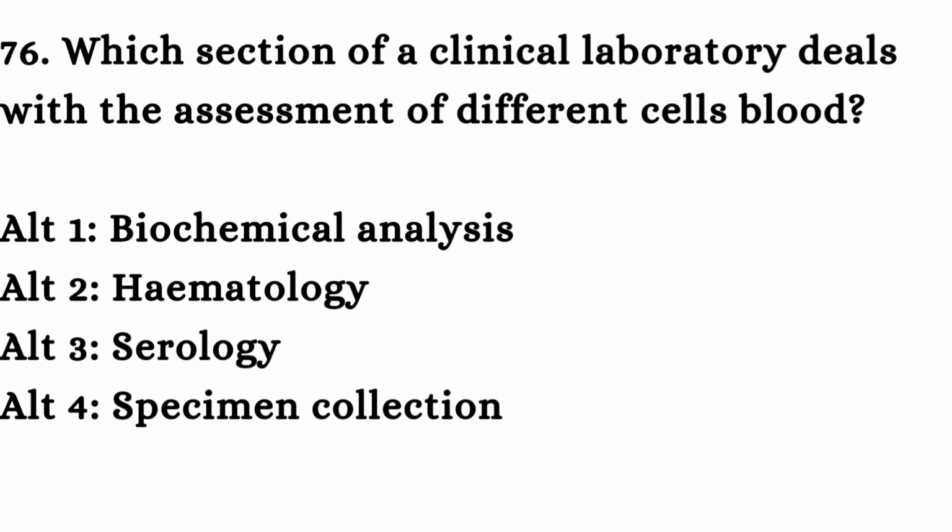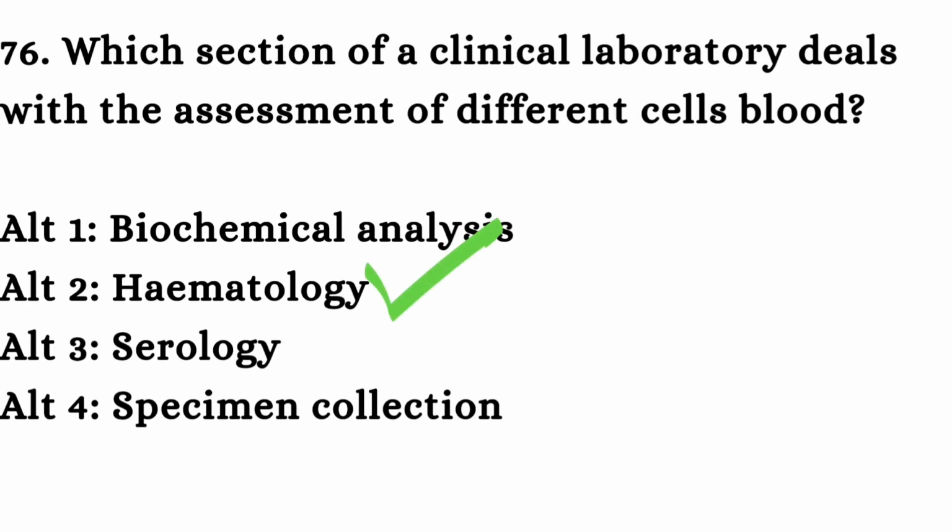Question number 76. Which section of a clinical laboratory deals with the assessment of different blood cells? Option 1 biochemical analysis, option 2 hematology, option 3 serology, option 4 specimen collection. The right answer is option 2 hematology. Hematology deals with the assessment of different blood cells.